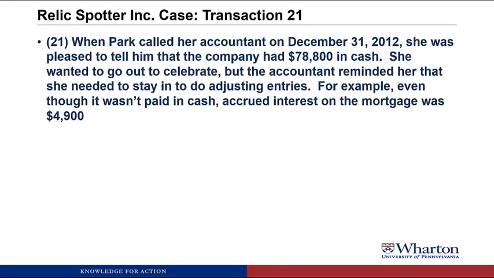Park wanted to go out and celebrate, but the accountant reminded her that she needed to stay in to do adjusting entries. For example, even though it wasn't paid in cash, accrued interest on the mortgage was $4,900.